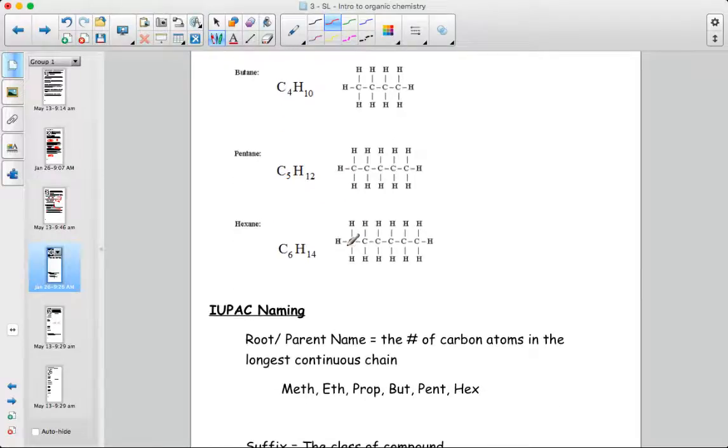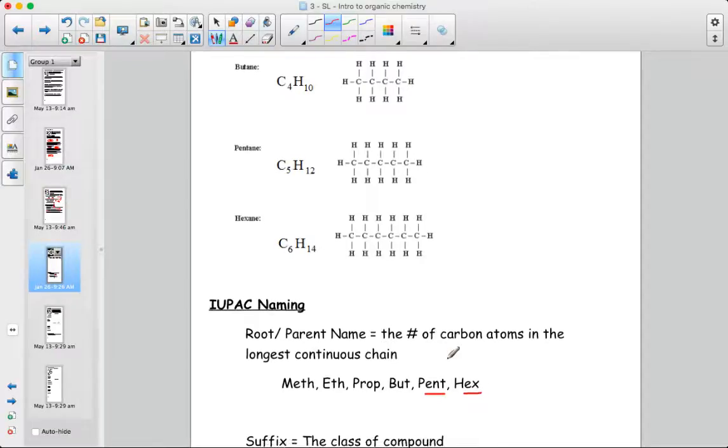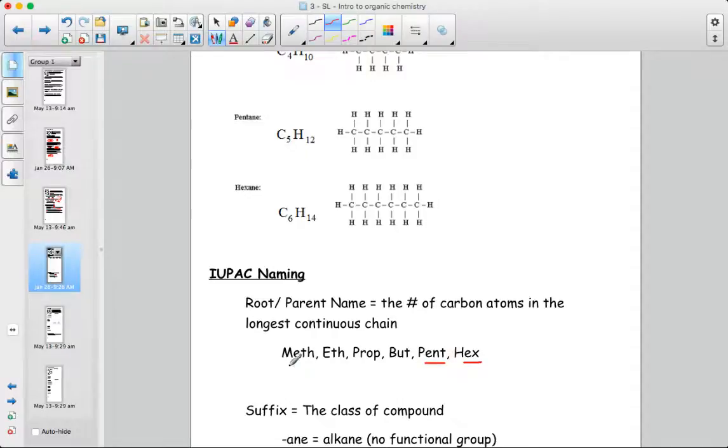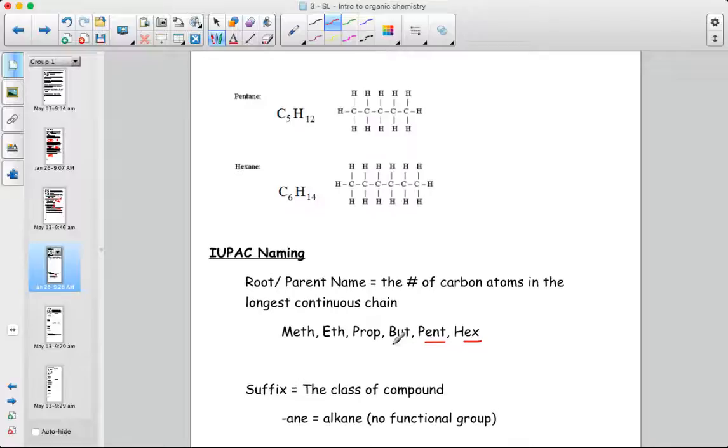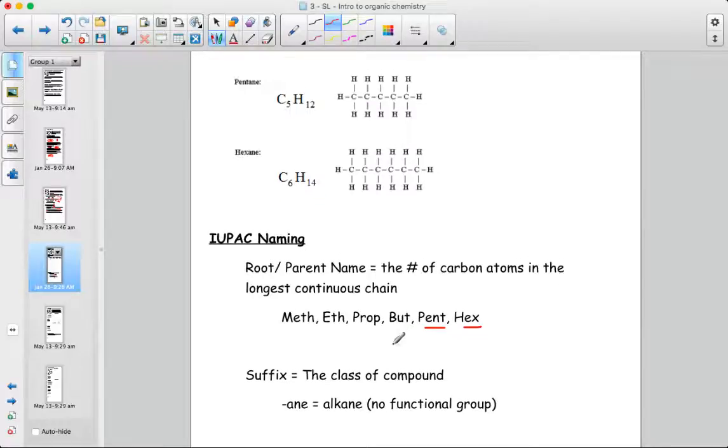You may notice that in terms of a name, we have some new little root names to learn that stand in for different numbers. Some of these you've heard of before. The pent and the hex are pretty obvious. Pent means 5 and hex means 6. There are some new ones to learn for 1, 2, 3, and 4 carbons in the main chain: meth, eth, prop, and but. I will give you a mnemonic in class to try to help you remember that.